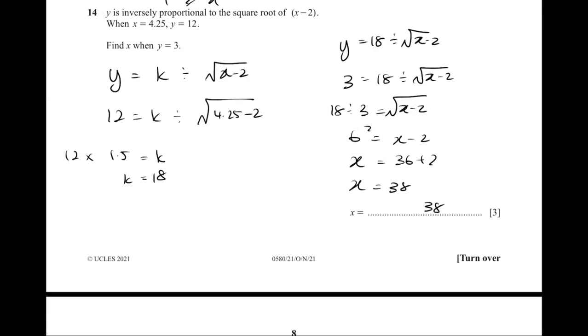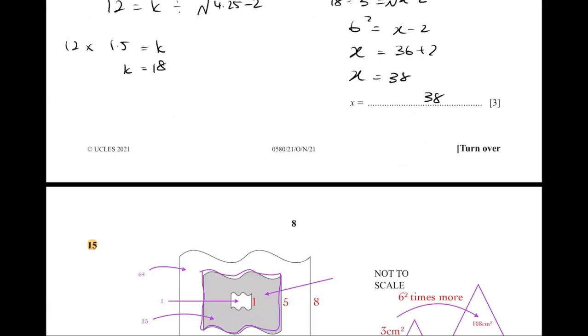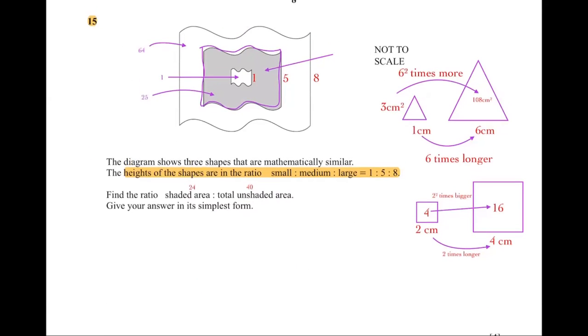Let's see. Okay, this one is done already. So in the essence of mathematical similarity, you just need to make sure you know how to compare the length and the area. So assuming this is 1, this is 5, this is 8 given here, this is the ratio in terms of comparison. So we need to look at it in terms of triangle, in terms of the square, you can use this as a guideline.